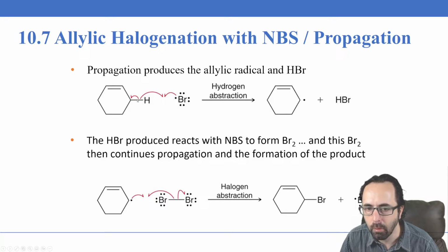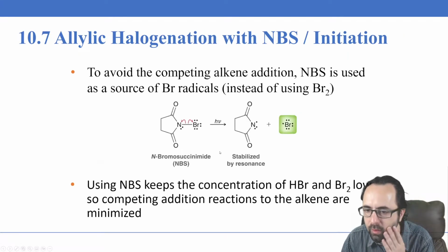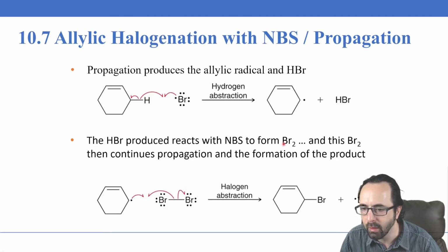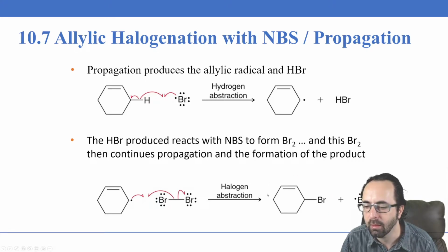So in the propagation step here, when we use NBS, we get a bromine radical. This does change the mechanism a little bit. The halogen gets involved in the hydrogen abstraction, just the same as usual. But then the HBr that is produced reacts with NBS, and that will form the Br2. So this keeps the Br2 concentration low, so we don't get as much addition, but that is a competing reaction. We are going to get some addition of bromine. And so then finally we get the brominated product at the allyl position.